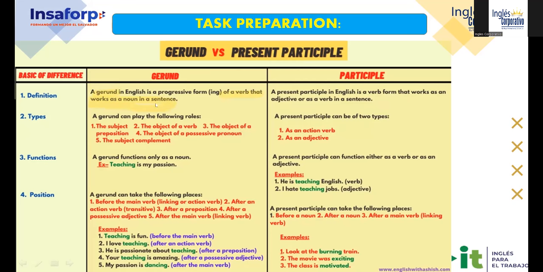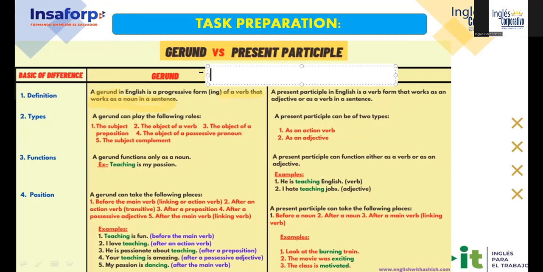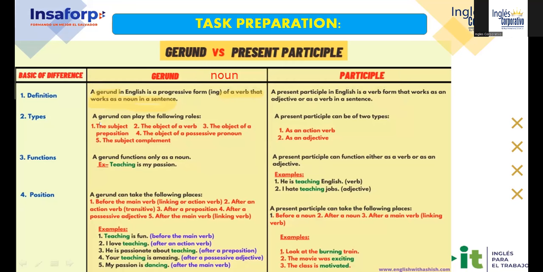So now let's check this. Recuerden, un gerundio funciona como un noun, un sustantivo en una oración. Look at this, a gerund can play the following roles. So we need to keep this in mind, right? A gerund is a noun, and a gerund can play the following roles. Number one, the subject; number two, the object of a verb; number three, the object of a preposition; number four, the object of a possessive pronoun; and number five, the subject complement.